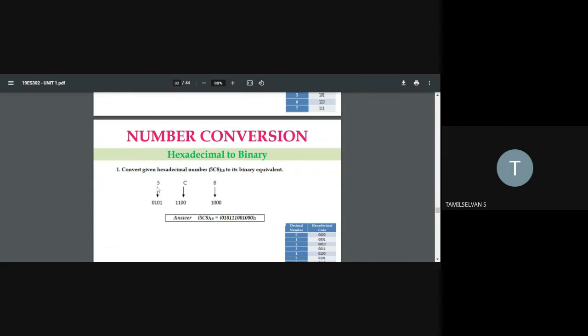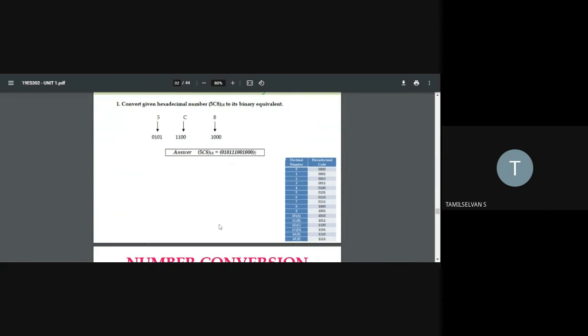I can easily derive the equivalent 4-bit binary number for each hexadecimal digit. The 4-bit binary number for the hexadecimal digit 5 is 0101, for C is 1100, and for 8 is 1000. So I can combine them into the final result: 0101 1100 1000.